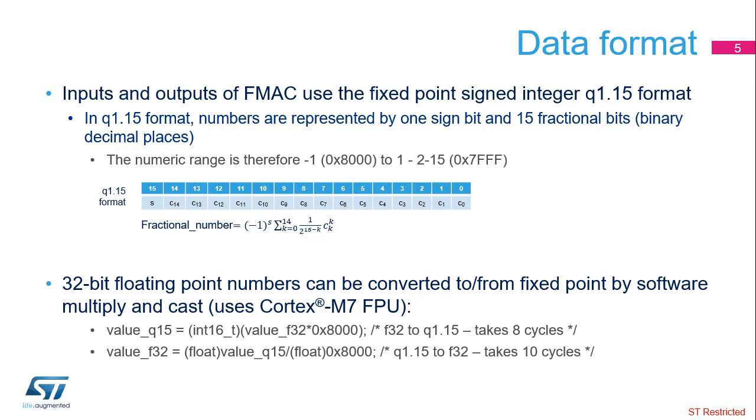In Q1.15 format, the numeric range is minus 1, 0x8000, to 1 minus 2 to the minus 15th, 0x7FFF. 32-bit single precision floating point numbers can be converted to or from Q1.15 format by dedicated conversion instructions that are executed in the Cortex M7 FPU.